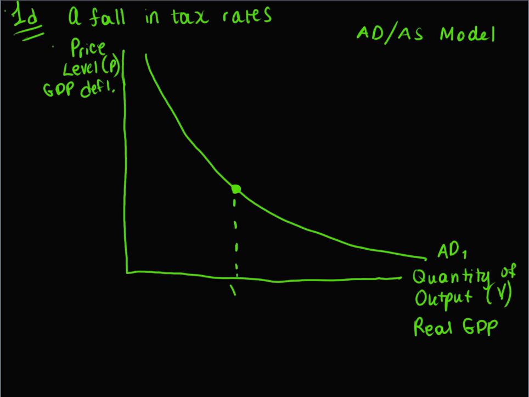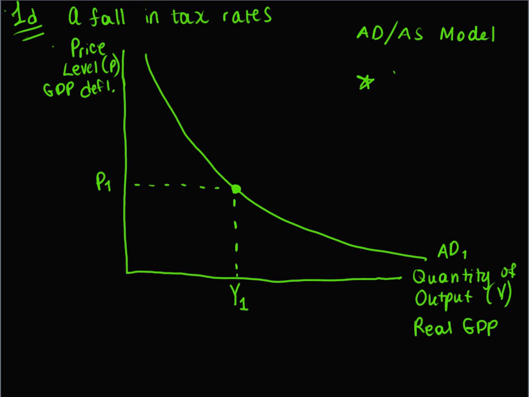And I first need to decide, is this a shift or is this a movement? Well, the only time we move along the aggregate demand curve is when there's a change in the price level. That is not what's happening in this case. We have something other than a change in the price level that's affecting aggregate demand. So as a result, I know automatically that I'm thinking about a shift in aggregate demand. Once I know it's a shift, I have to think about which way I'm shifting. Am I shifting to the right, meaning that aggregate demand is increasing? Or am I shifting to the left, meaning that aggregate demand is decreasing?